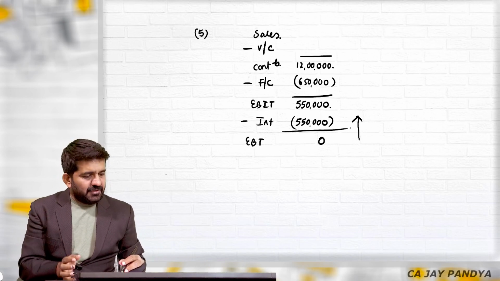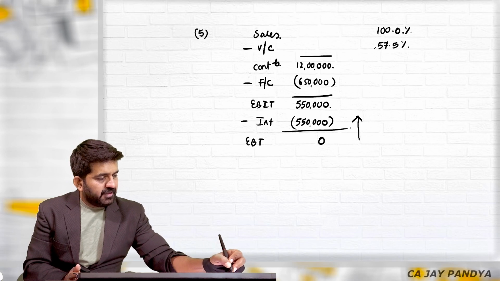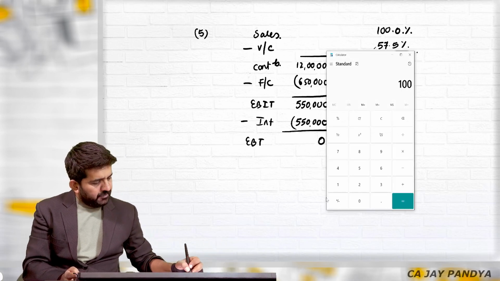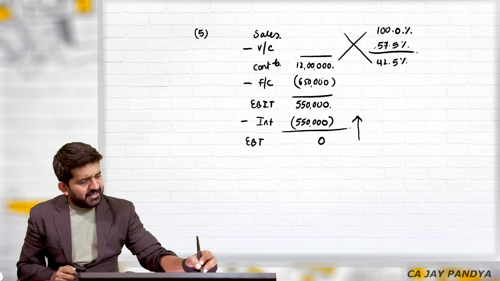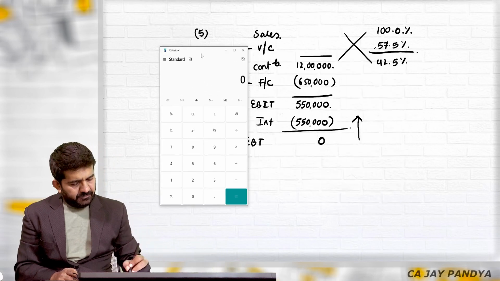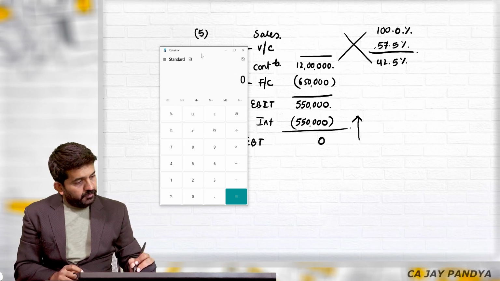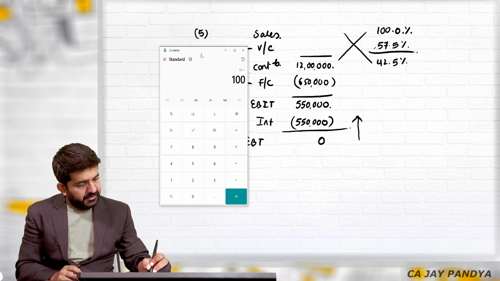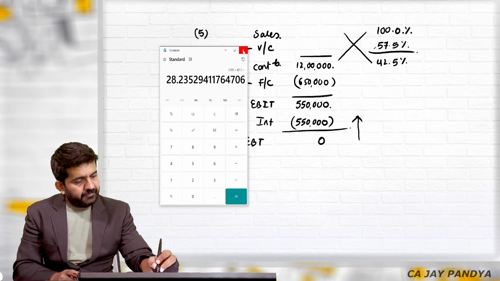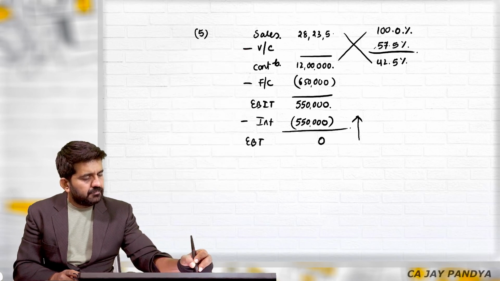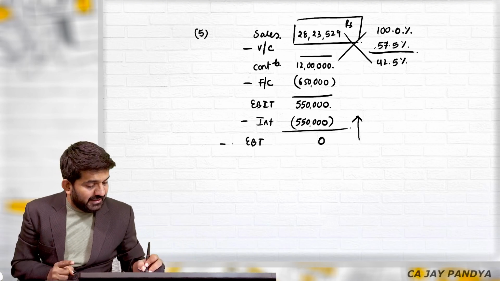If contribution is 12 lakhs, we know variable cost ratio, right? It is 57.5%. This is 100%. So what will be contribution margin ratio? 100 minus 57.5, which is 42.5%. You can just cross multiply and get the answer of sales. What will be answer of sales is 12 lakhs into 100 divided by 42.5, which is 28 lakh 23,529. At this level of sales, my EBT will be 0.